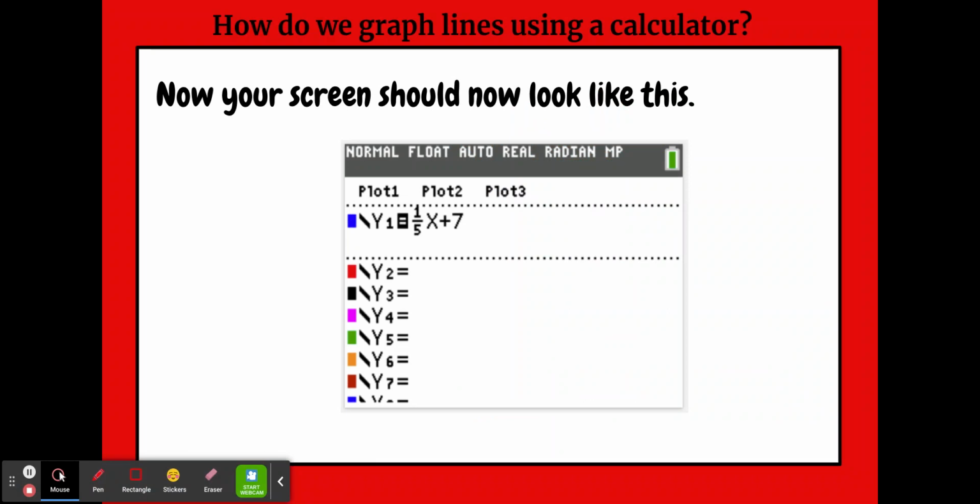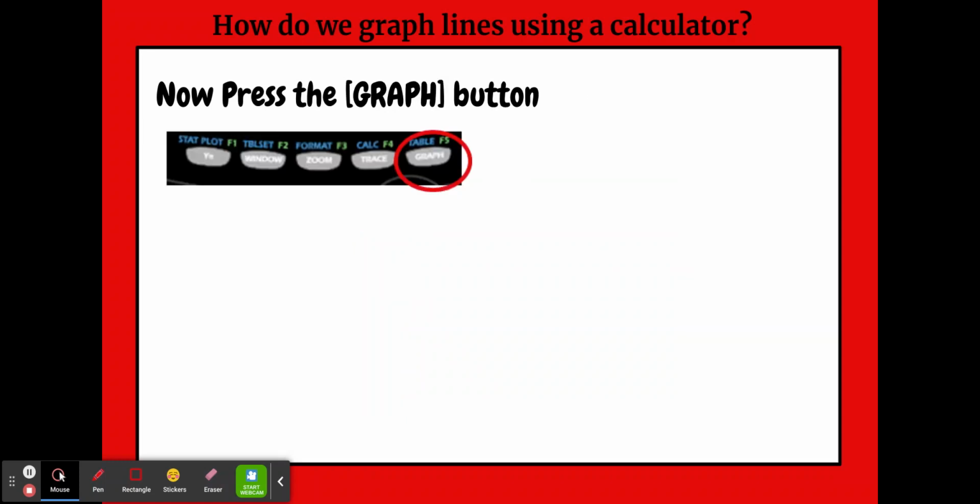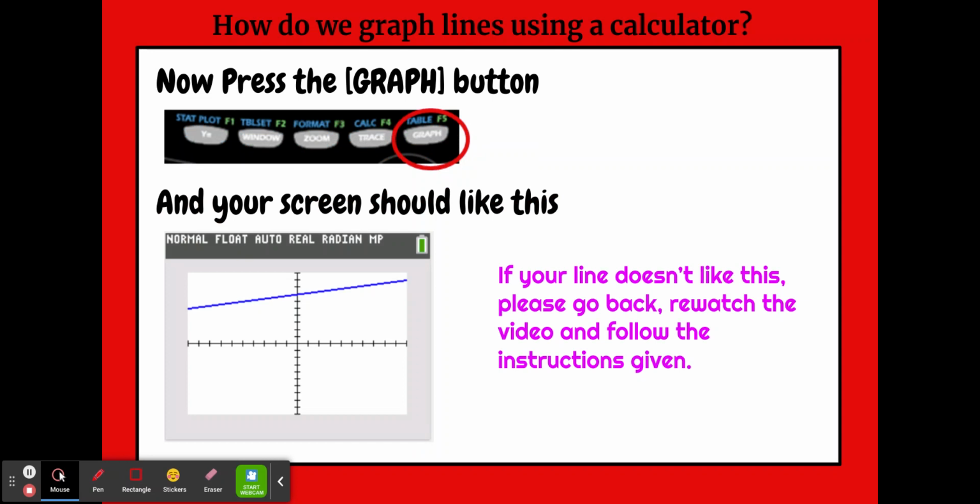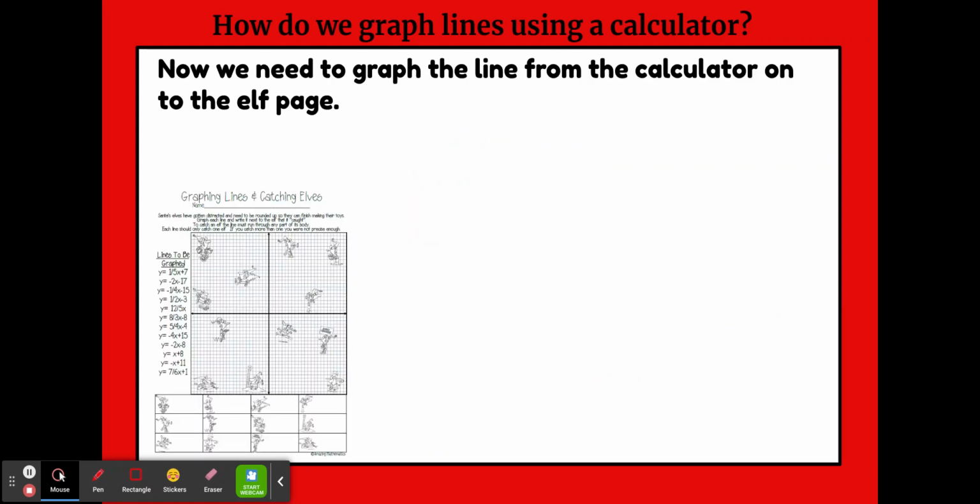Okay, now your screen should look like this. If your screen does not look like this, pause the video, go back, and look at where you made a mistake. Now we're going to press graph, which is on the right-hand side, and your graph should look like that. If your graph does not look like that, you just need to rewatch the video and follow the instructions again.